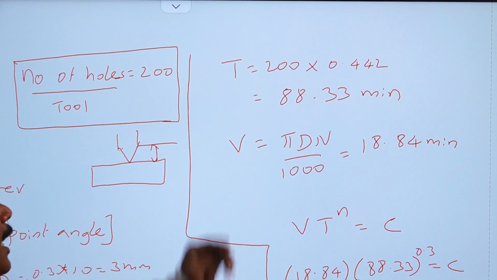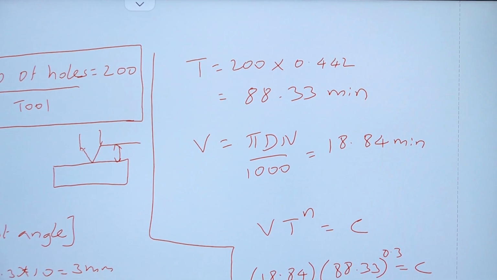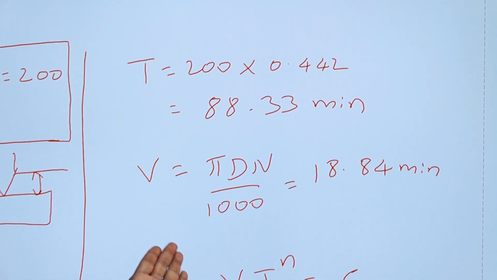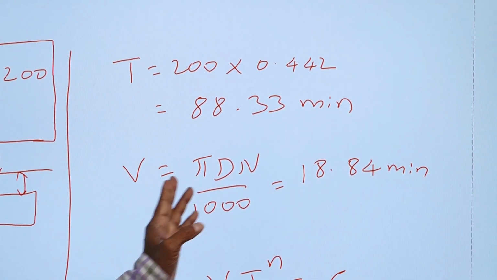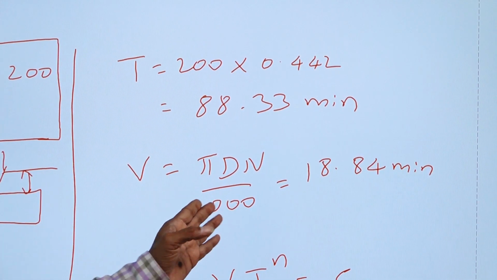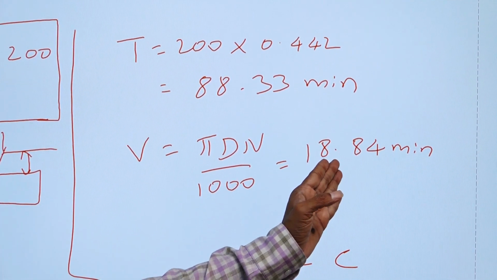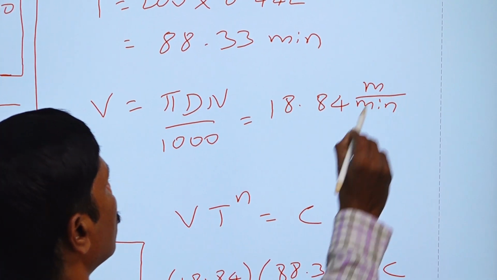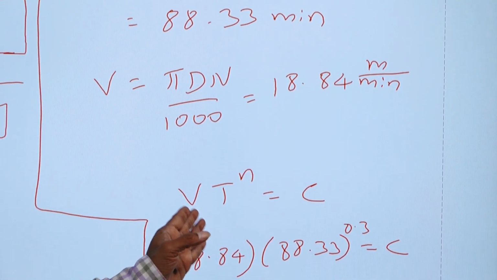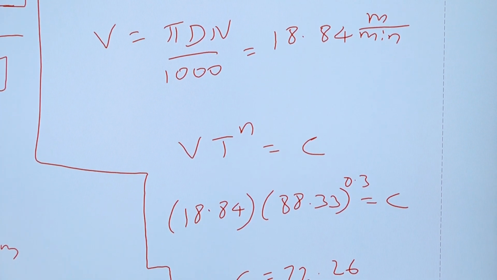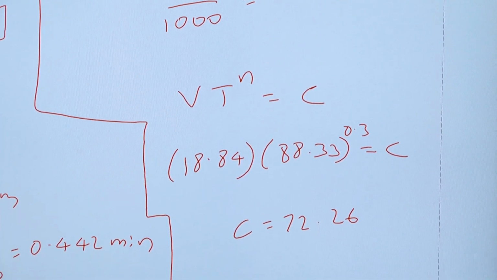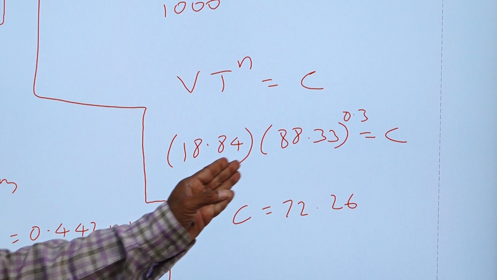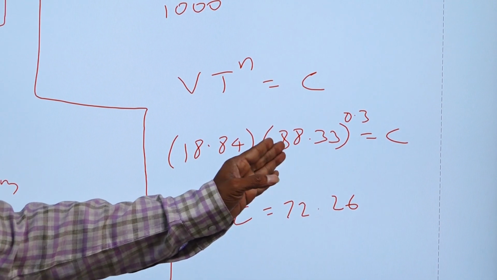So, we have the cutting velocity formula. Cutting velocity formula is pi d n by 1000. When we substitute the values of diameter and n, you get 18.84 meter per minute. We have V T power n equal to constant as our Taylor tool life equation. So, we substitute 18.84 into the total tool life.